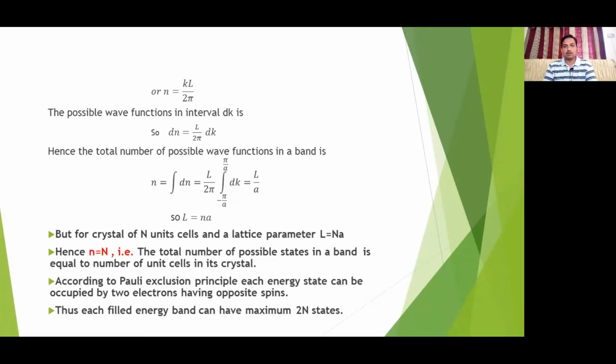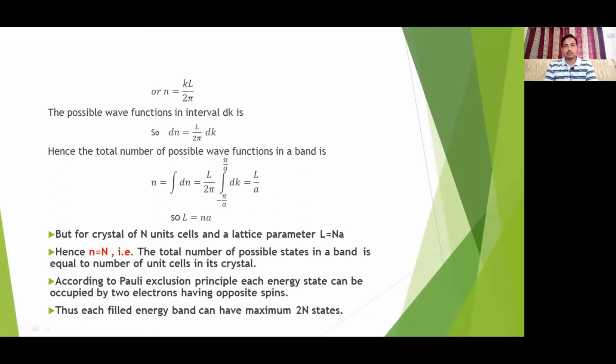If you have a crystal whose length is L, and in that length it has capital N unit cells, you can write L is equal to N a. Using these two relations, L is equal to small n a and L is equal to capital N a, we reach the conclusion that small n and capital N are the same. So the number of wave functions is equal to the number of unit cells inside a crystal. The total number of possible states in a band is equal to the number of unit cells in the system.